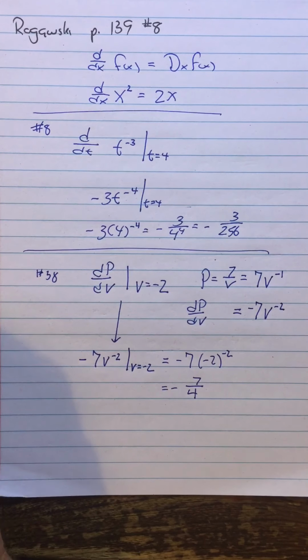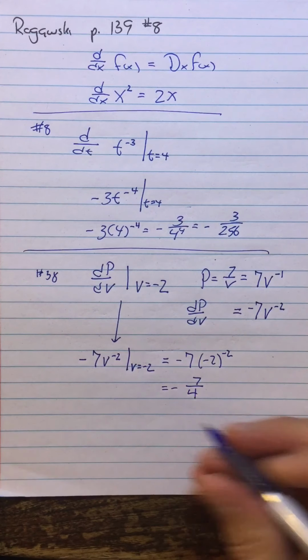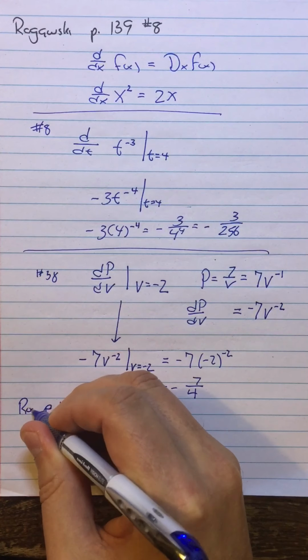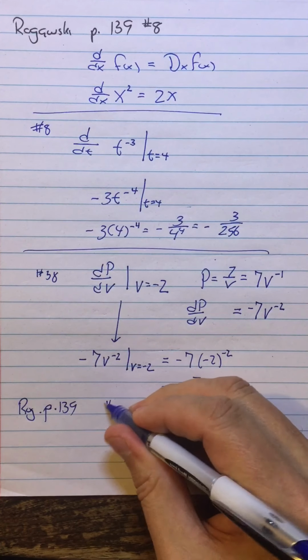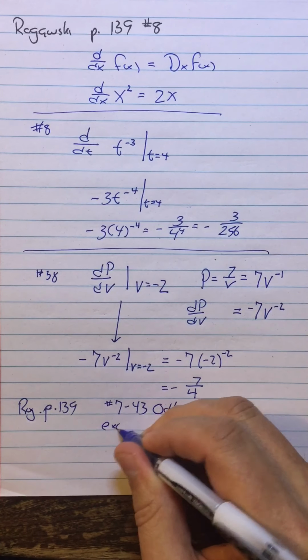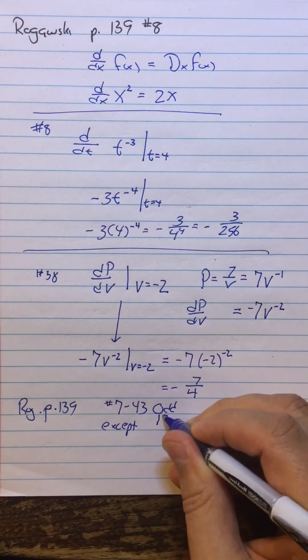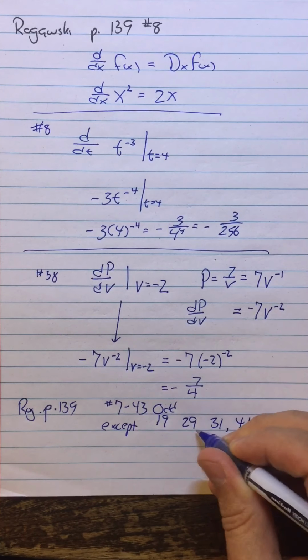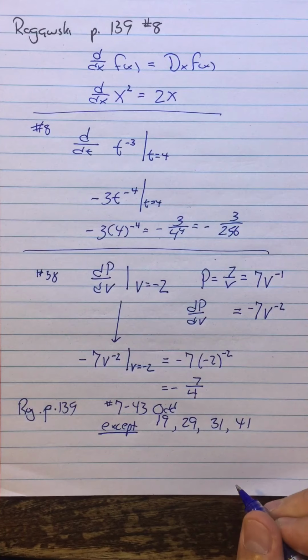Apart from that, you should be able to do all of the homework, which I mentioned in the previous video, is page 139. This is Rogawski, page 139, number 7 through 43 odd, except for number 19, 29, 31, and 41, which, by the way, we're going to learn how to do on Thursday.